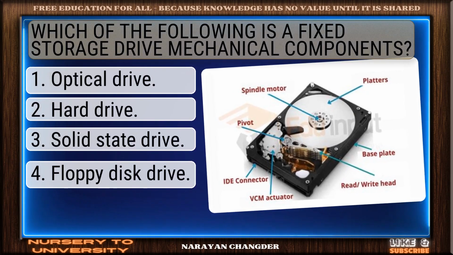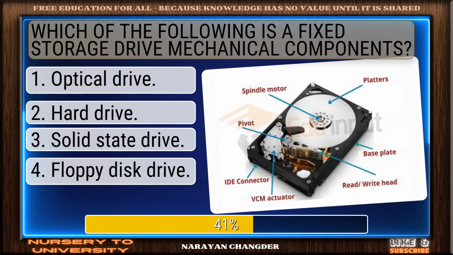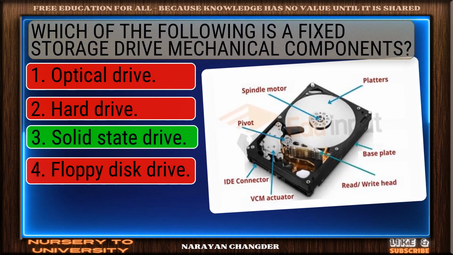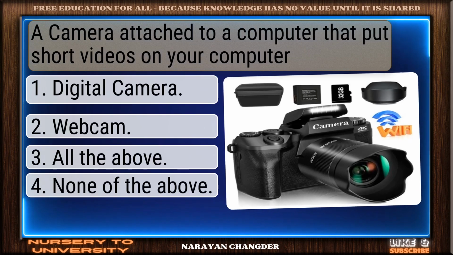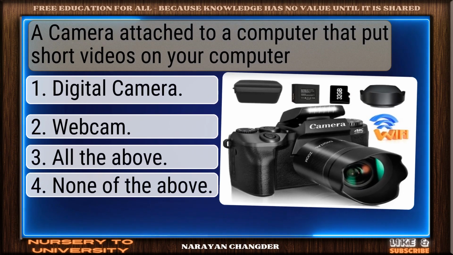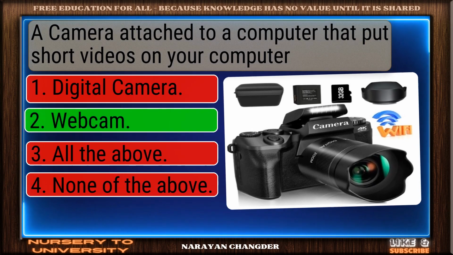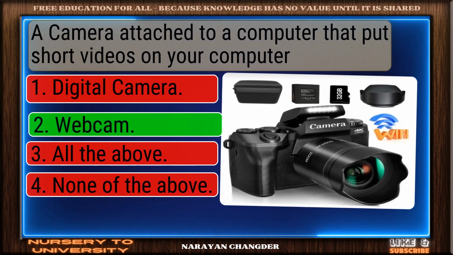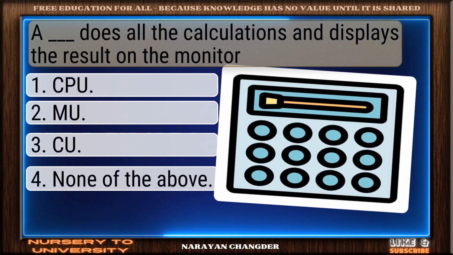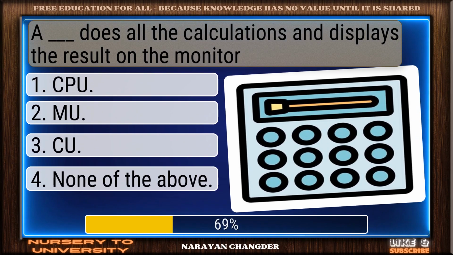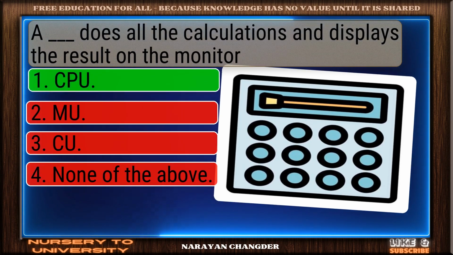Which of the following is a fixed storage drive mechanical components? Great thinking. Solid-state drive is the right choice. A camera attached to a computer that puts short videos on your computer. Solid response. Webcam is a valid choice. A dash does all the calculations and displays the result on the monitor. Excellent. CPU is a brilliant choice.